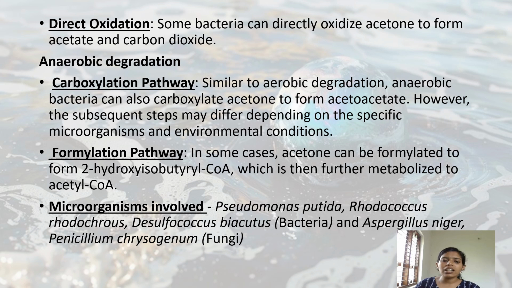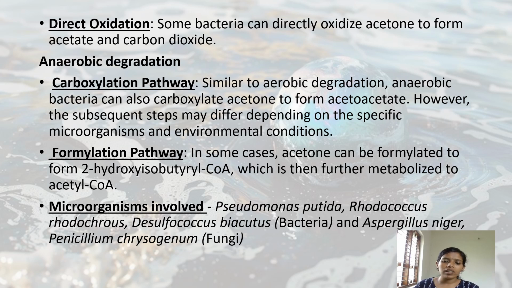In the anaerobic degradation, the organisms can use the carboxylation pathway and the formylation pathway. This carboxylation pathway is similar to that of the aerobic degradation, where the carboxylation of the acetone is done to form acetoacetate, and acetyl-CoA is produced from that. But here the difference is that subsequent steps may differ depending on the specific microorganisms and environmental conditions. So the acetyl-CoA may enter the TCA cycle or undergo any other pathway depending upon the organisms and the environmental conditions.